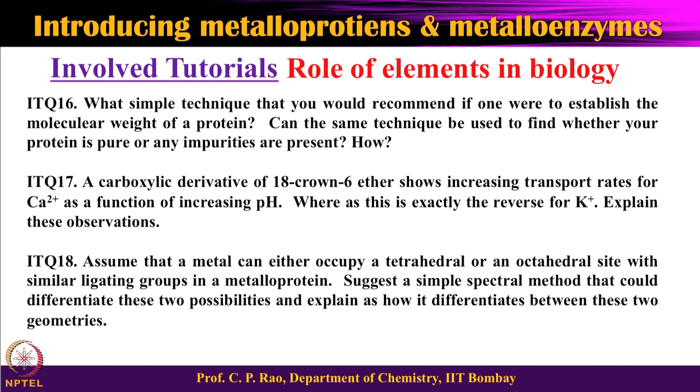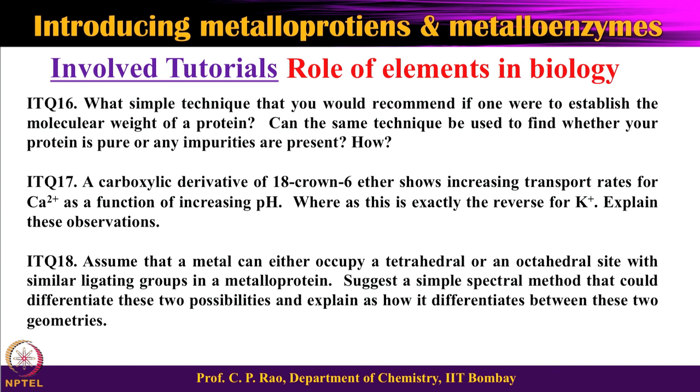Okay, let us move on to the next query in the tutorial. A carboxylic derivative of 18 crown 6 ether shows increasing transport rates for calcium 2 plus as a function of increasing pH. So, it is a carboxylic derivative, it is 18 crown 6, and it increases as a function of pH for calcium. Whereas, this is exactly reverse for potassium plus. What that means is, as you increase the pH, the transport of potassium plus goes down. Okay. So, explain this observation.